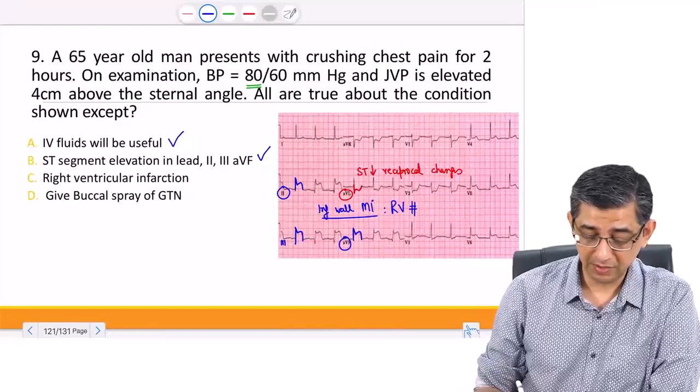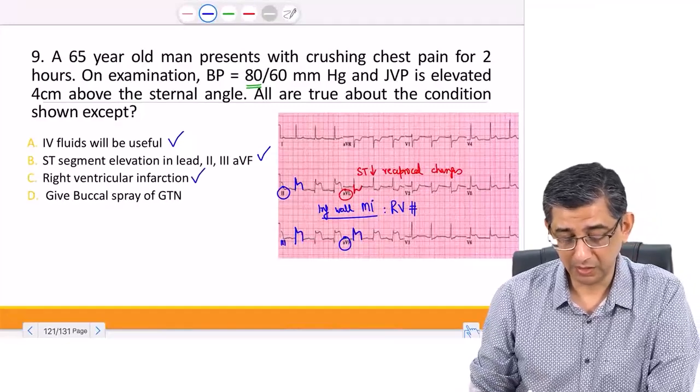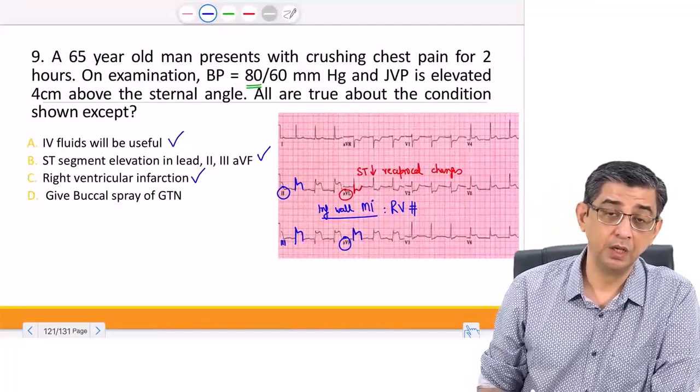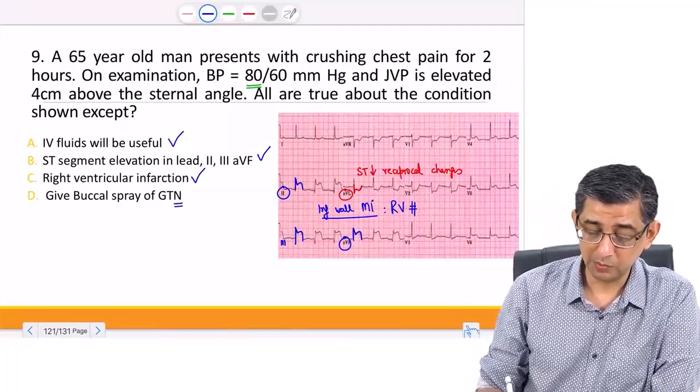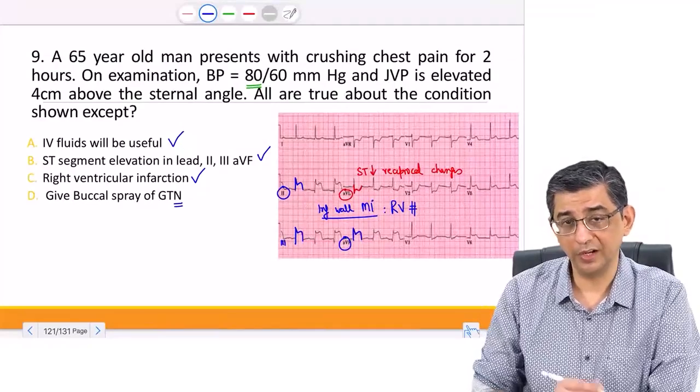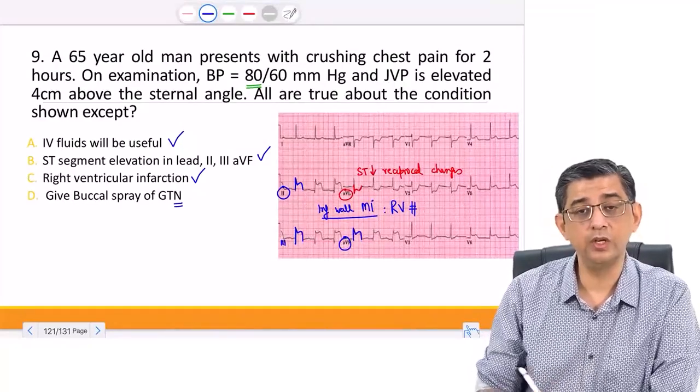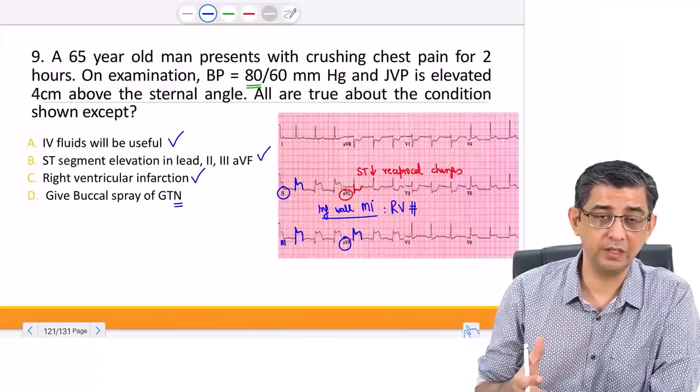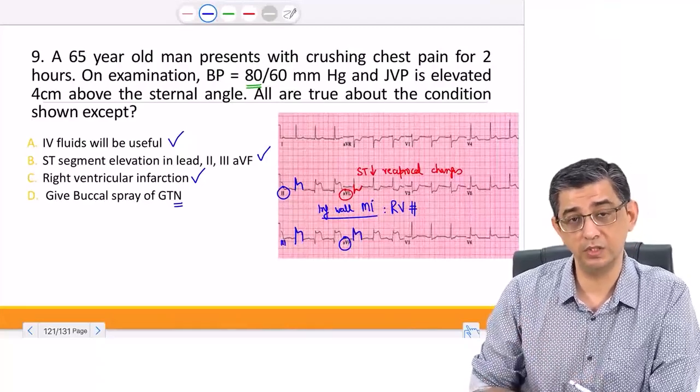ST segment elevation in leads 2, 3 and AVF, yes, I just demonstrated that. Inferior MI mainly signifies right ventricular damage, but look at what he has written: give buccal spray of GTN. Now, if you are going to give nitrates to a person whose BP is already low, because nitrate is a vasodilator, it will rather cause worsening of the hypotension of the patient.